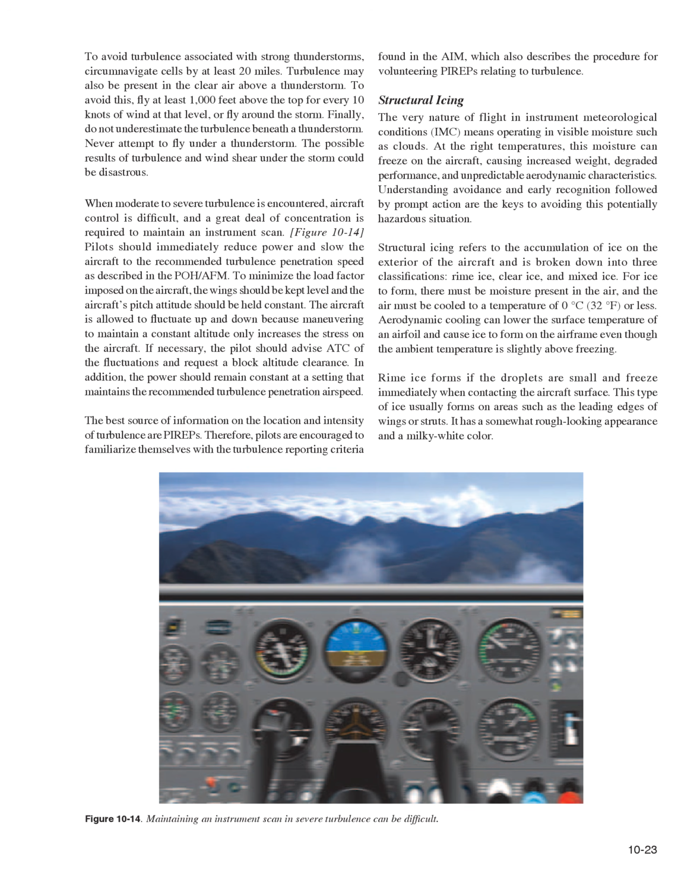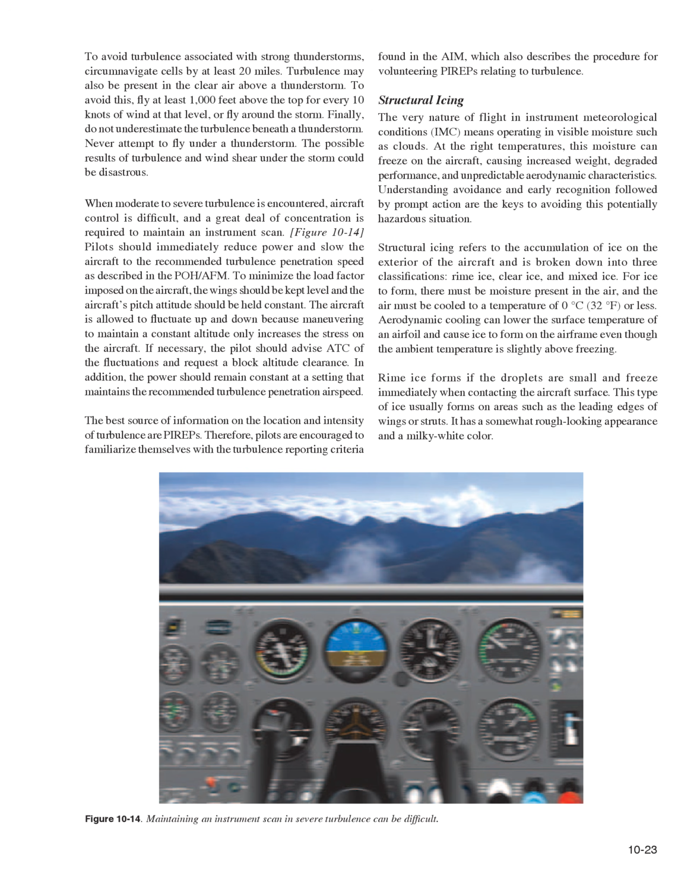To avoid turbulence associated with strong thunderstorms, circumnavigate cells by at least 20 miles. Turbulence may also be present in the clear air above a thunderstorm. To avoid this, fly at least 1,000 feet above the top for every 10 knots of wind at that level, or fly around the storm. Finally, do not underestimate the turbulence beneath a thunderstorm. Never attempt to fly under a thunderstorm. The possible results of turbulence and wind shear under the storm could be disastrous.